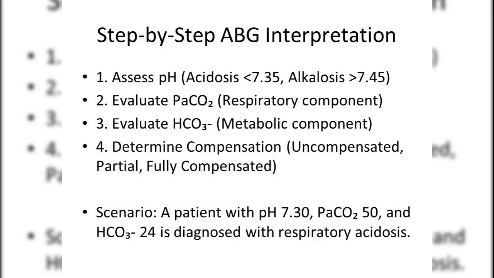Interpreting ABGs involves a step-by-step approach. First, assess pH to determine acidosis or alkalosis. Next, evaluate PaCO₂ for respiratory function, followed by HCO₃ for metabolic function. Finally, determine the level of compensation. This method ensures accurate diagnosis.